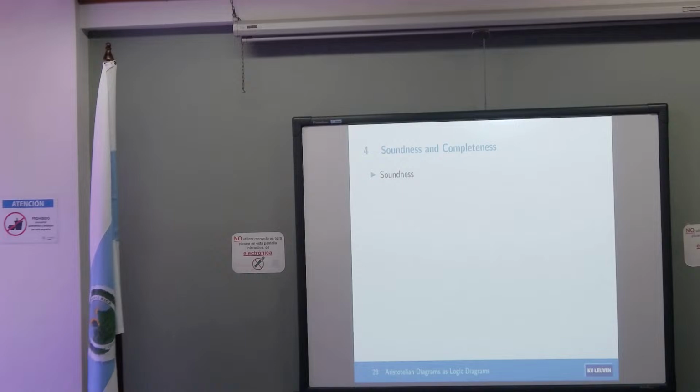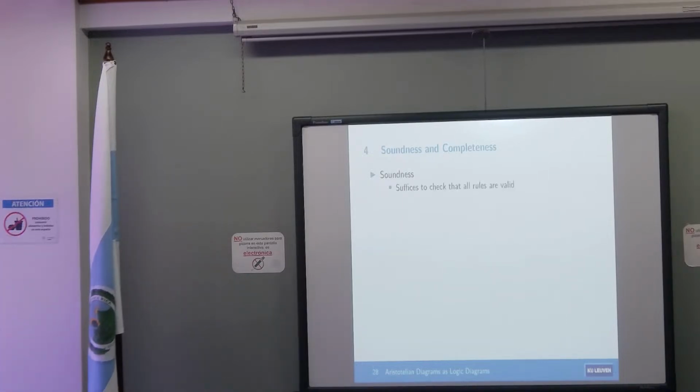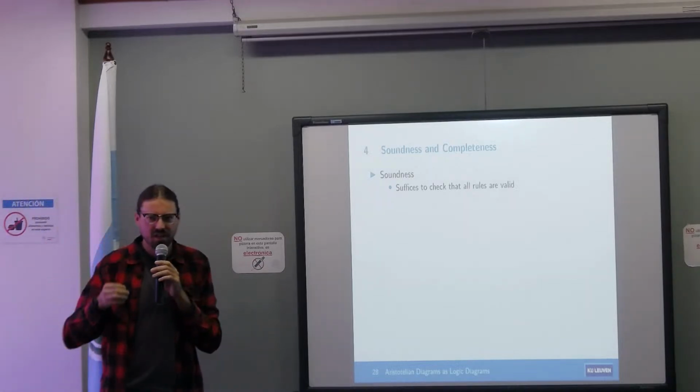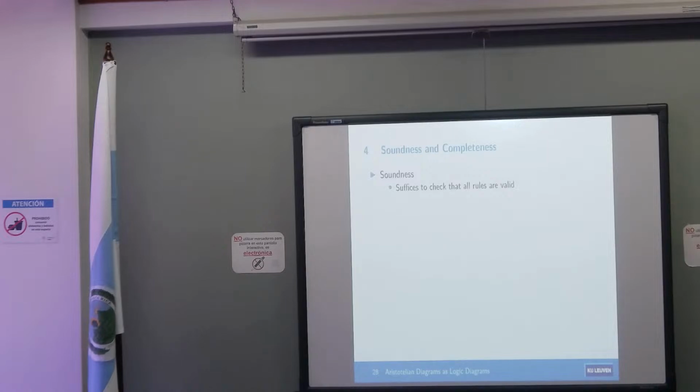So let me very briefly say something about soundness and completeness. Soundness is very straightforward. It just suffices to check that all of the transformation rules are valid. And given the ease of the semantics, it's very easy to do this. This is also nothing new. It's just known results from the literature, now phrased a bit differently as a soundness result instead of as a result about Aristotelian diagrams. Completeness is a bit more involved, but definitely not impossible.